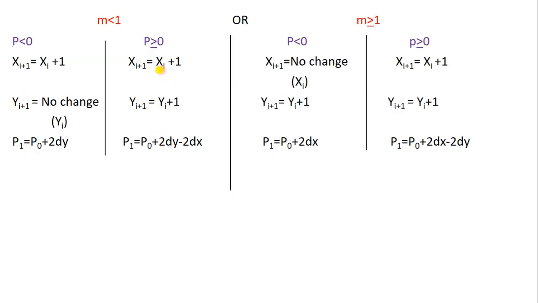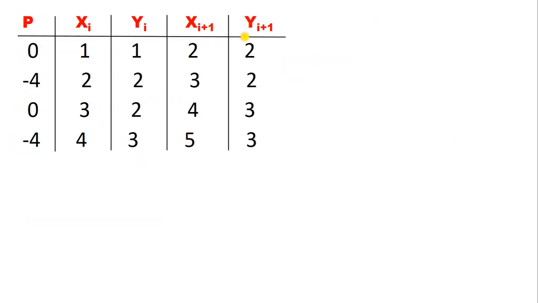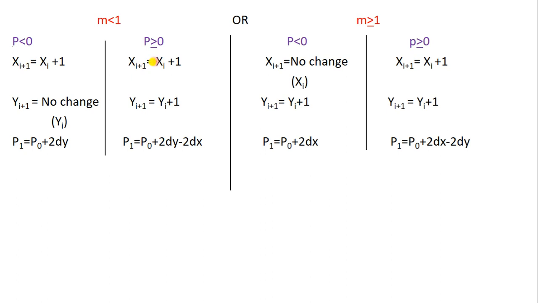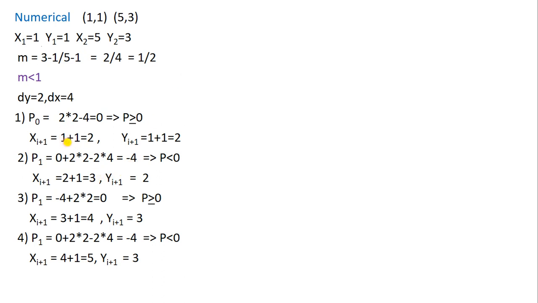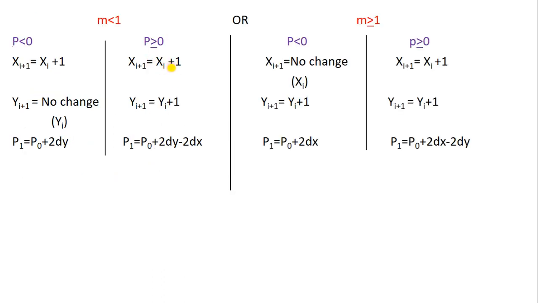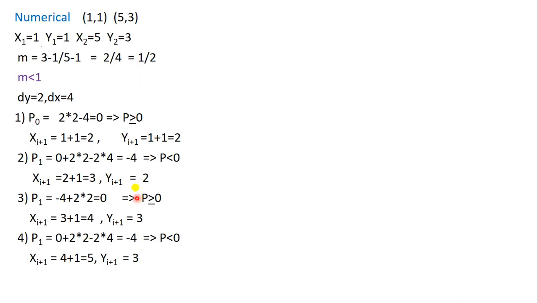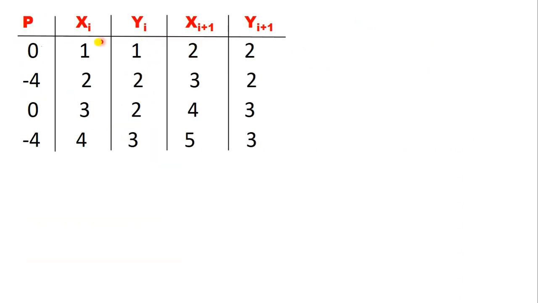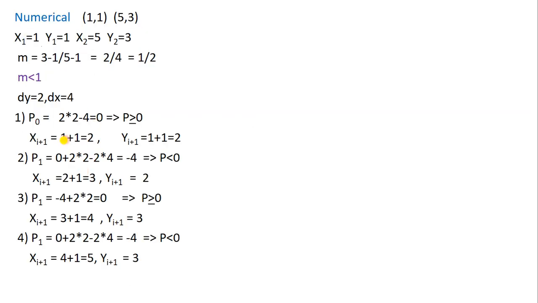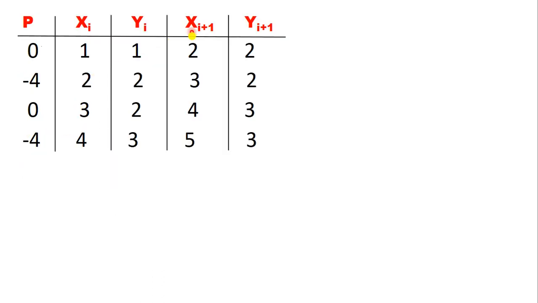Now we have to find the xi plus 1 and yi plus 1 values. What is the formula for the xi plus 1 value? xi plus 1 equals xi plus 1. Whatever the xi value is, we add 1 to it, and the result is xi plus 1. Here what is the xi value? 1. So I have put 1. After that we add 1, and what is the result? 2. That 2 is xi plus 1, which I have put here.